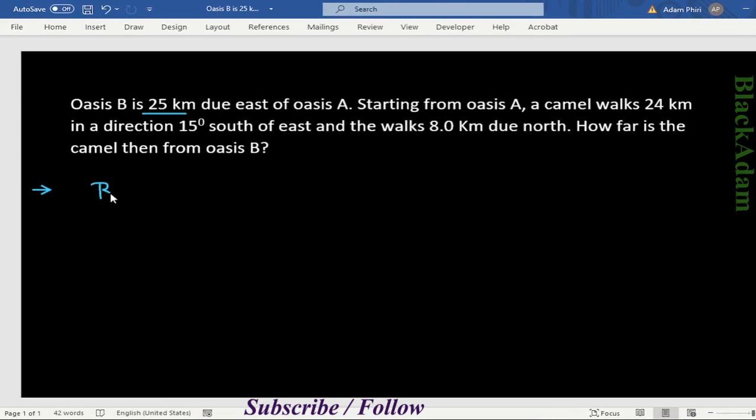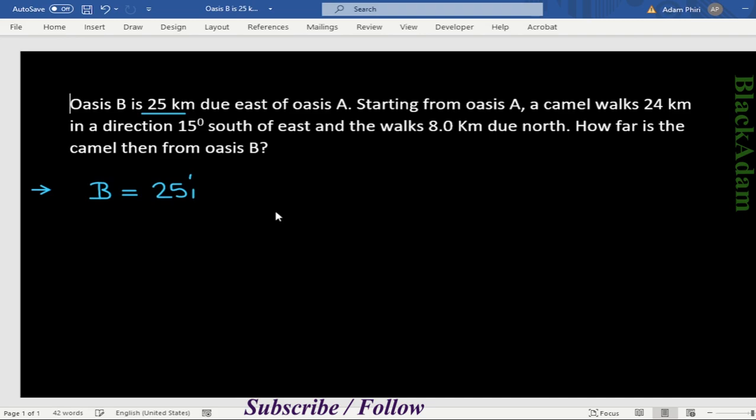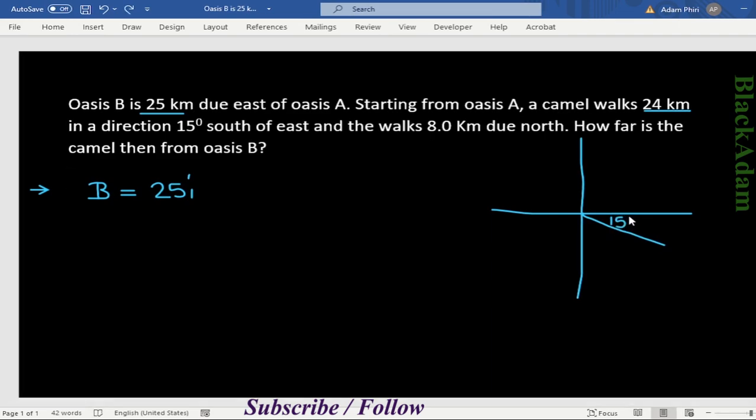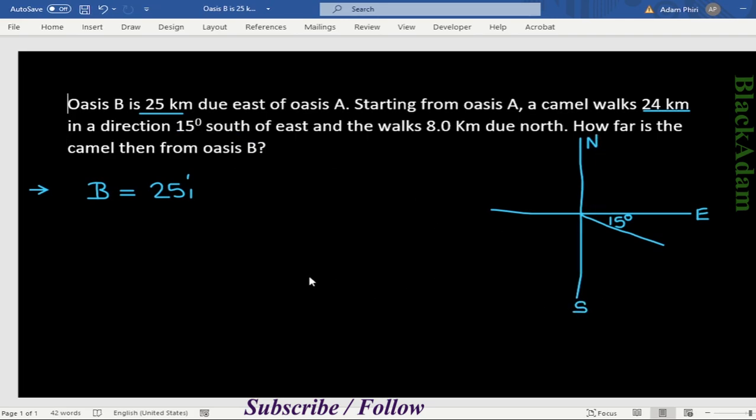We have a problem whereby it says Oasis B is 25 kilometers due east of Oasis A, and then a camel walks 24 kilometers in a direction of 15 degrees south of east. So we're going to find out what south of east means in terms of angles. So that is east, and then that is south, that is north.